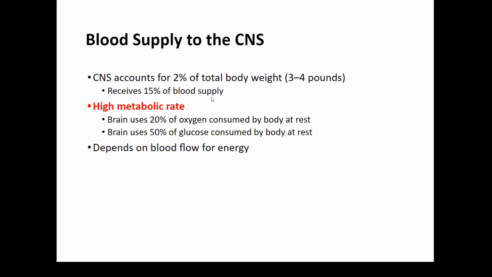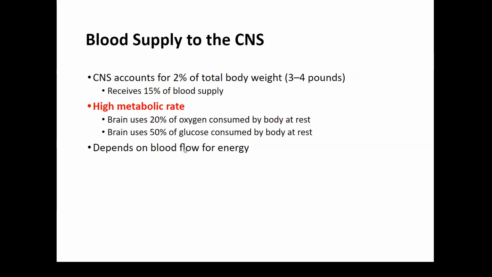So your brain uses a lot of energy, a lot of the oxygen. So 20% of the oxygen you breathe is used by your brain. It uses 50% of the glucose. So 50% of those sugars that we're metabolizing, right, through cellular respiration, they're going to the brain. So we're devoting a ton of resources to the central nervous system.